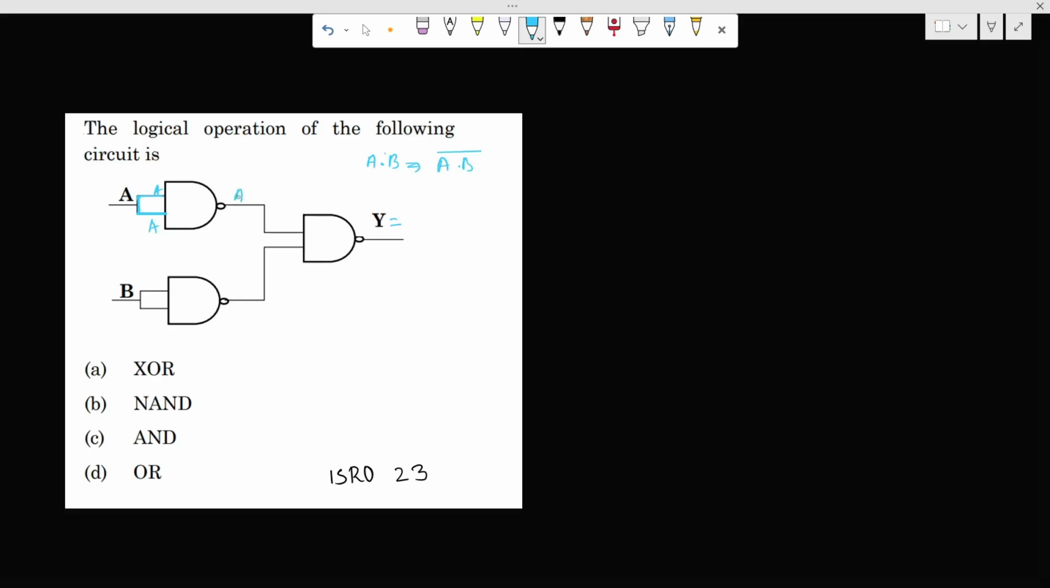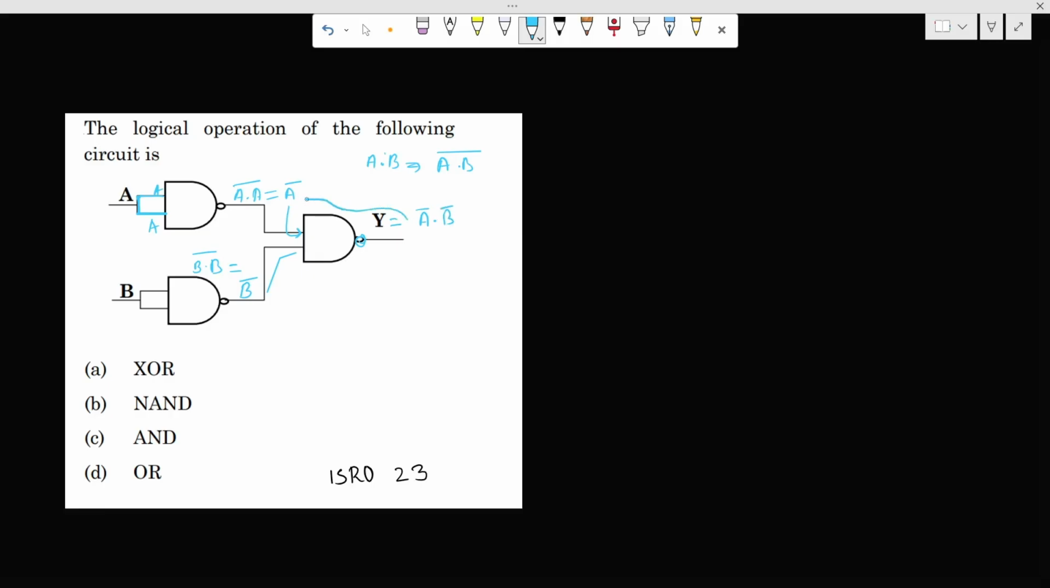So here we also get A dot A bar. So basically A dot A means A, so we get A bar here. And similarly here we get B bar, and B dot B whole bar is equal to B bar. So here we get B bar. So here is also a NAND gate, so we get A bar dot B bar.